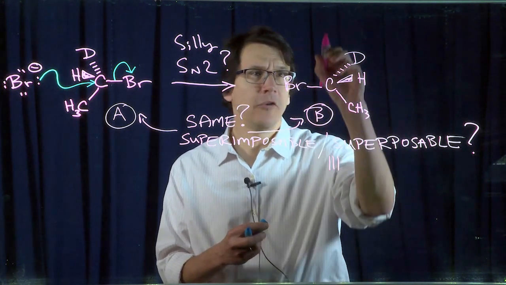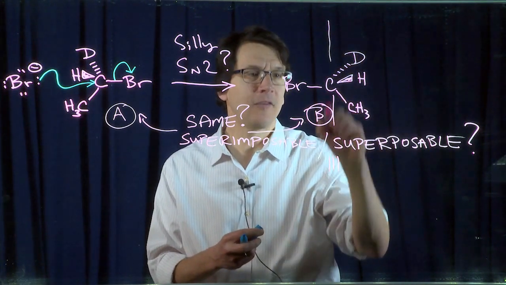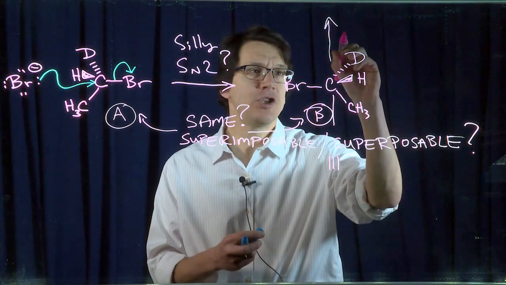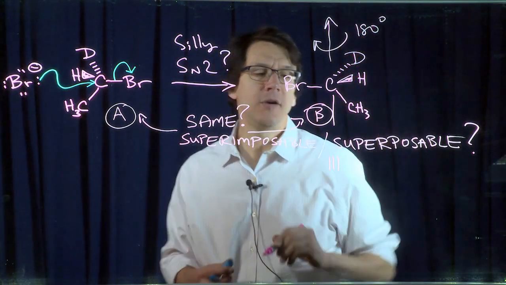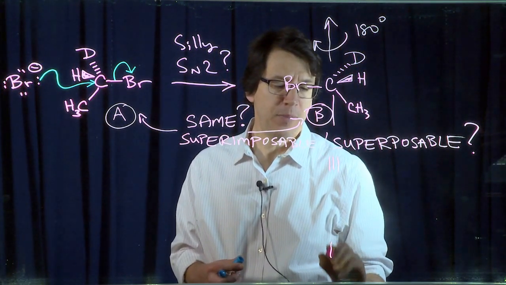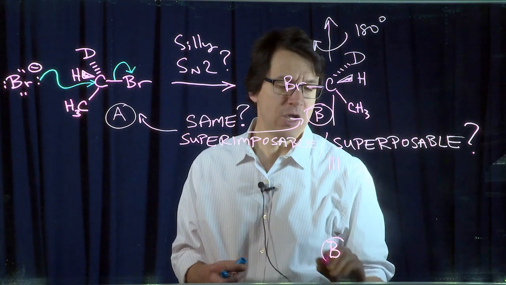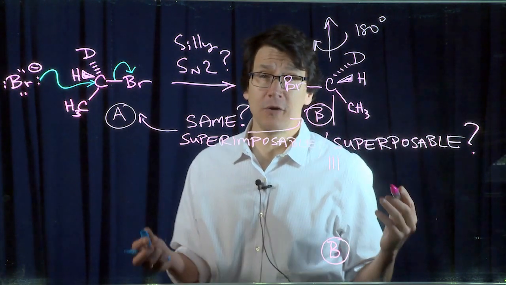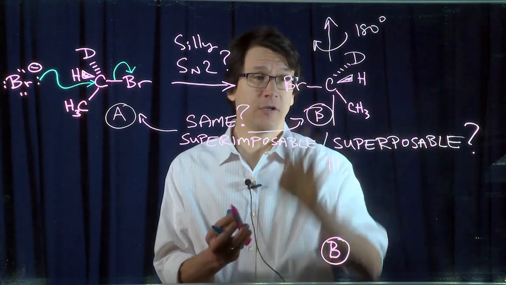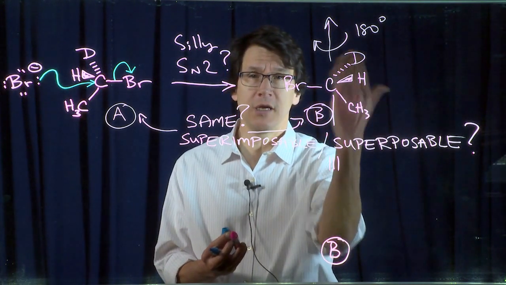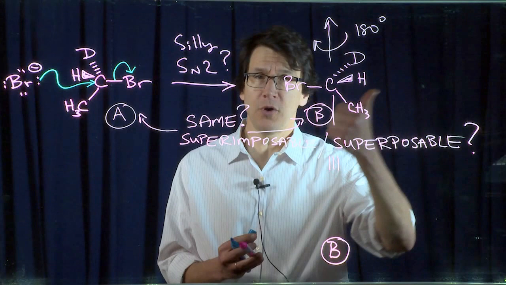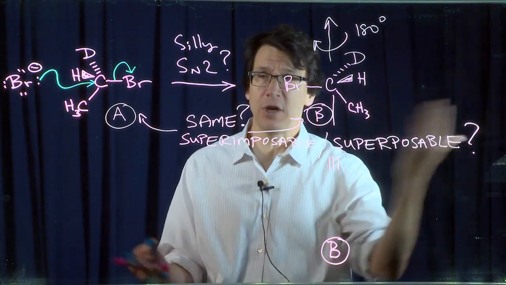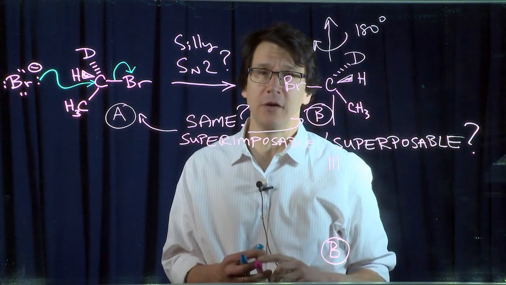And what I want you to do is imagine some axis like this, and then just take this drawing and rotate it around by 180 degrees. The picture you're going to generate is the same molecule B. It's just turned over by 180 degrees. So when you do that, I'll get you started. This bromine is going to be pointing in the other direction. The virtue of that picture is that it's going to be easier to compare to this one.